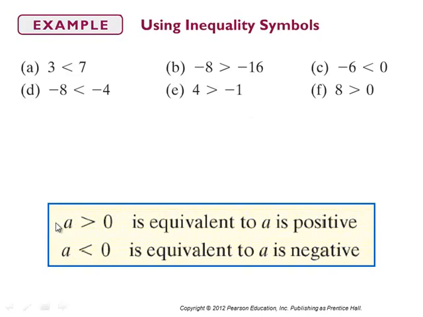If we say that a number A is greater than 0, like we see here, that's equivalent to saying that A is a positive number. Likewise, when we see that A is less than 0, that's the same thing as saying that A is negative.